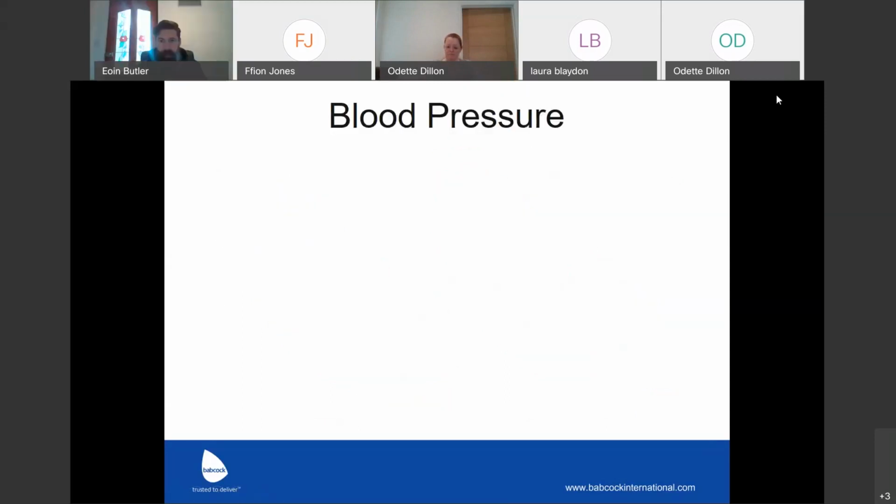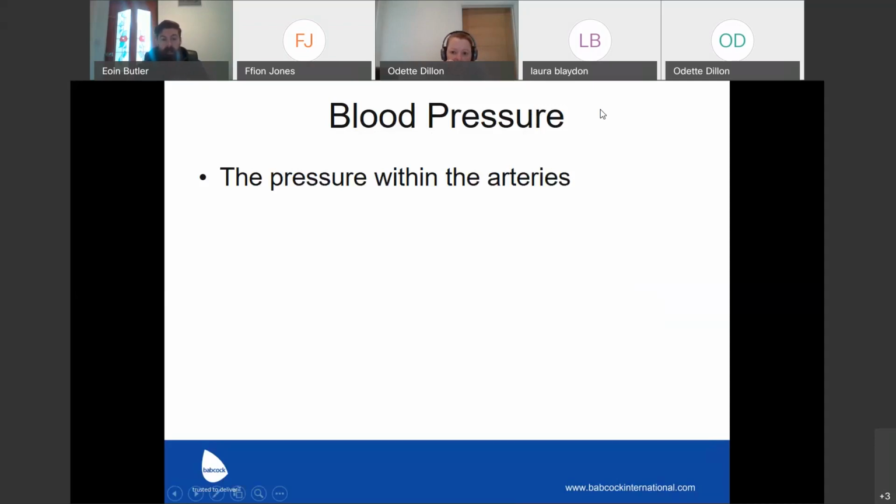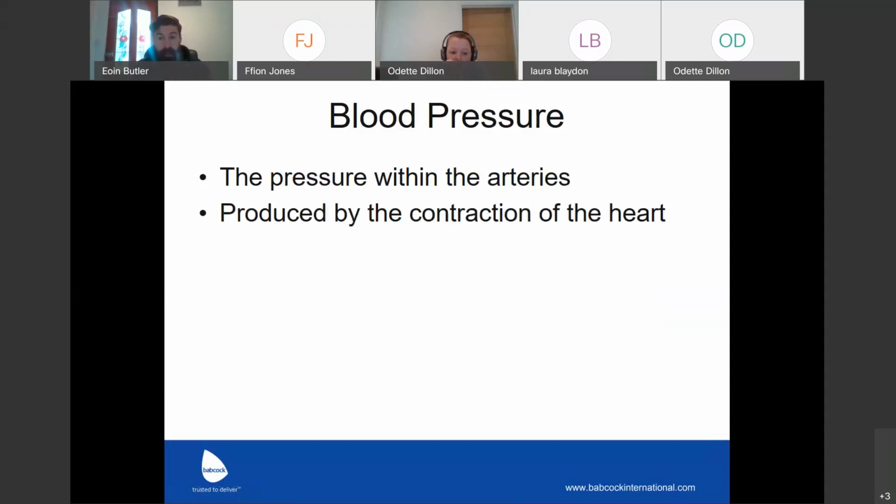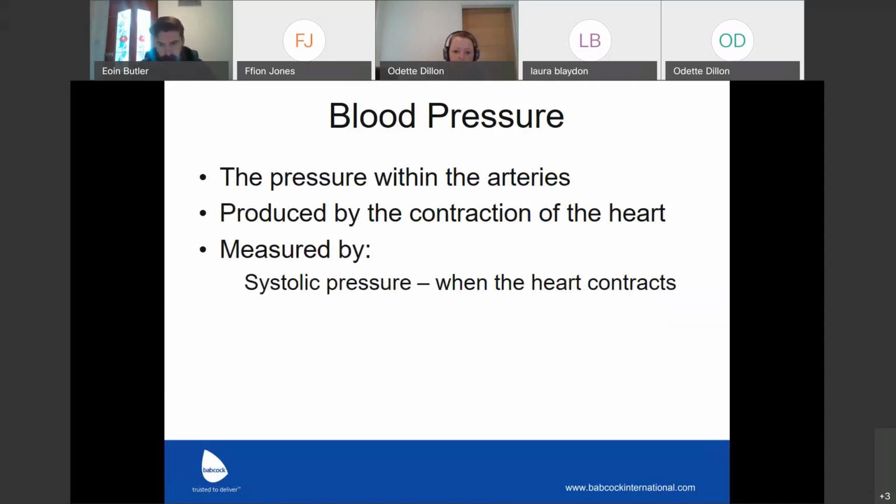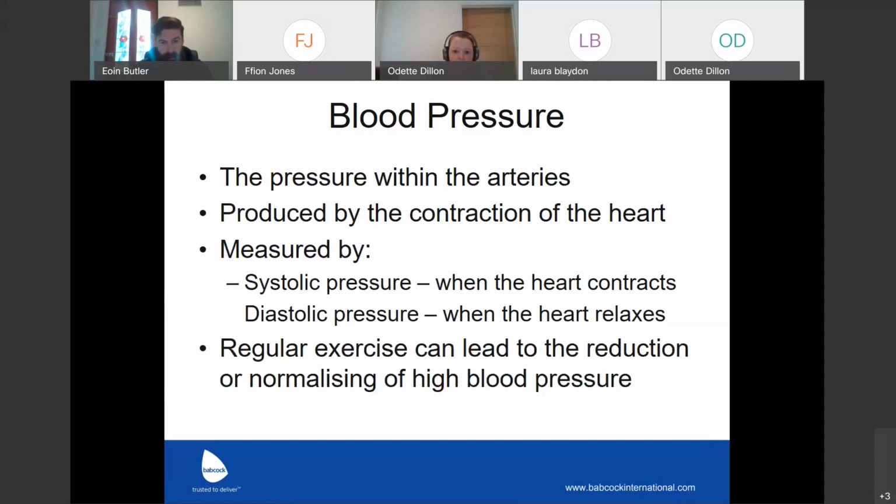So blood pressure. Because of a buildup of plaque within the artery walls, it can increase an individual's blood pressure. Blood pressure is the pressure within the arteries. It's produced by the contraction of the heart, measured by systolic pressure when the heart contracts, and diastolic pressure when the heart relaxes. Regular exercise can lead to the reduction or normalizing of high blood pressure.